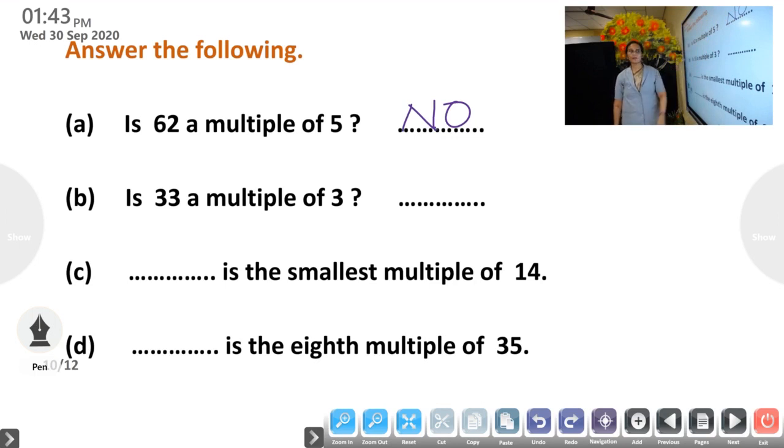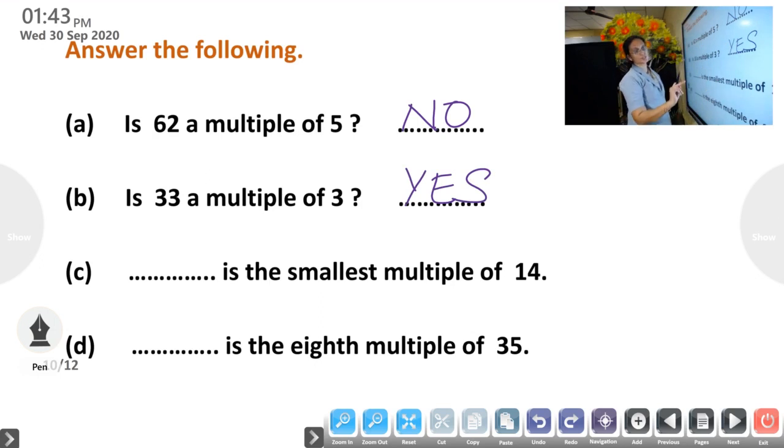Okay, is 33 a multiple of 3? That is, you have to check whether this 33 comes in the multiplication table of 3. 10 into 3 is 30. And what is 11 into 3? 11 into 3 is 33. So is 33 a multiple of 3? Yes, answer is yes.